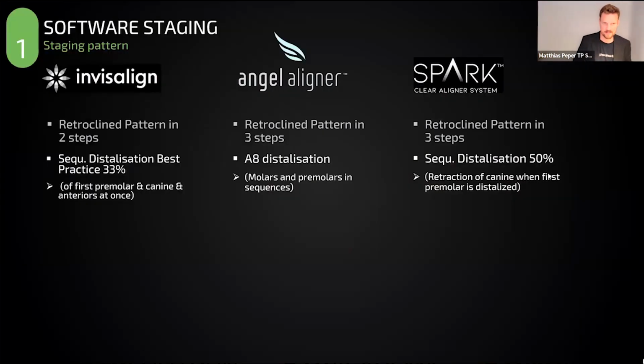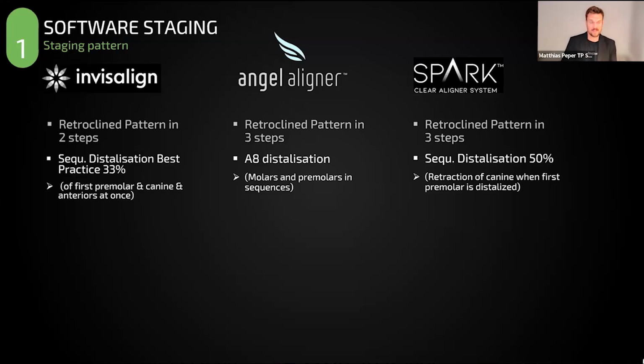For Spark, you can also see that we have the normal semi-sequential distalization. And that's very interesting: for 90% of the distalization cases with Spark, we do not need to make any changes. So this is very helpful for us. We like the treatment planning process for distalization with the Spark cases a lot because we don't necessarily need to make so many changes in the treatment software.